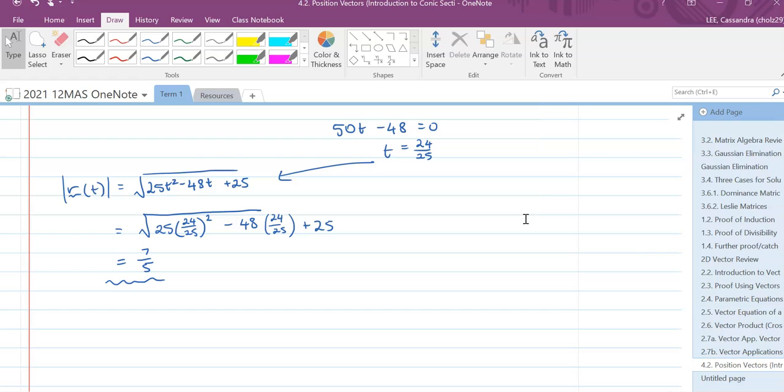Alright guys, so that's just a very brief introduction into position vectors. This is something that we've seen a few times now. We're just looking more at how we can apply these vectors to solve particular problems in particular contexts.